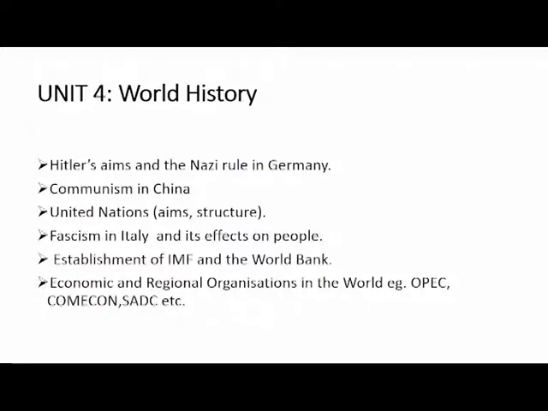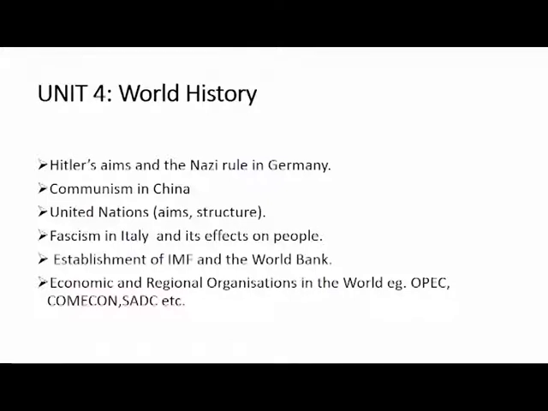Just a little bit of the history of it. How was it established? And how its leader, Benito Mussolini, executed his power over the Italian people. And this fascism, we should also look at the effect it had on the Italian people specifically, and also the world at large.